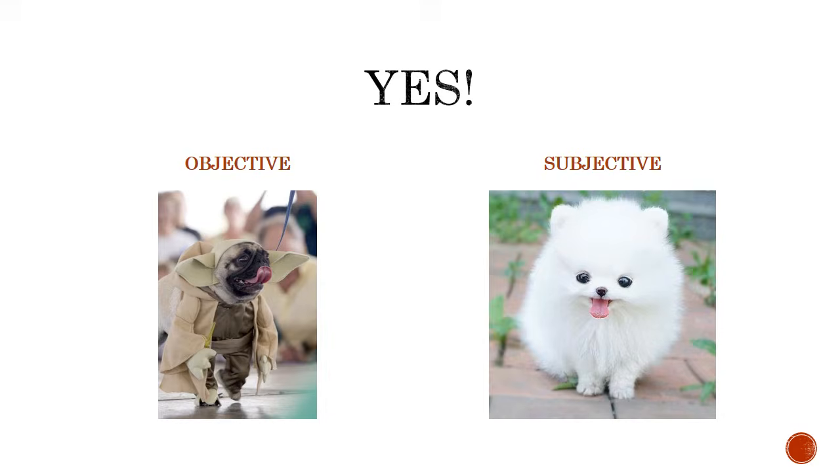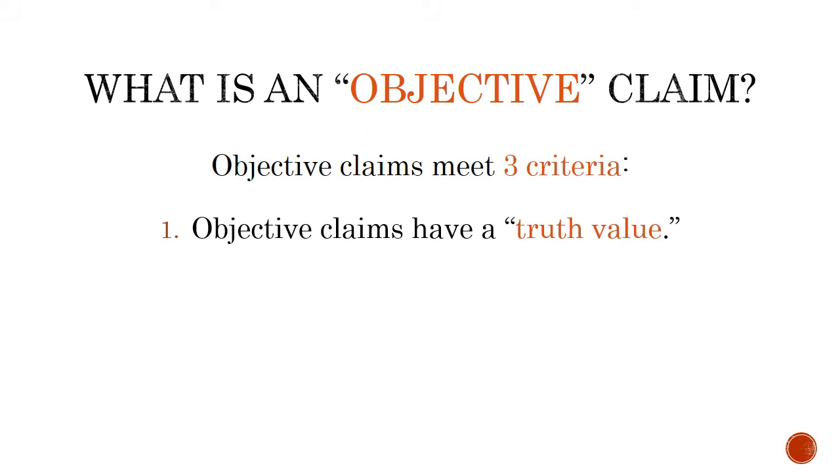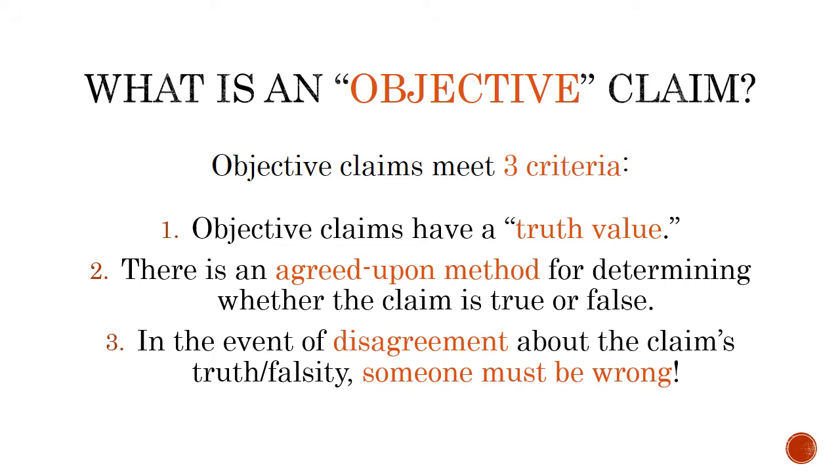But how can we tell the difference? Let's start with objective claims. Objective claims meet three criteria. First, objective claims have a truth value. Second, objective claims have an agreed upon method for determining whether the claim is true or false. Third, in the event of disagreement about whether the claim is true or false, at least one person must be incorrect. Let's explore these three criteria in a little more depth.